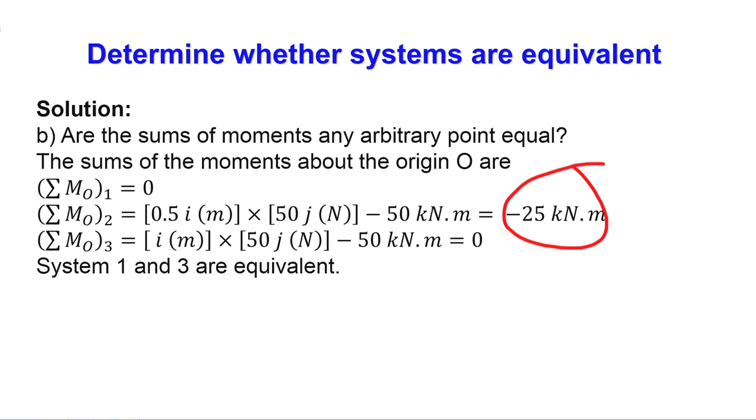25 kilo Newton meter. So, we can conclude that for the first and third both the conditions are satisfied, because the sum of the moments is the same and the sum of the forces is the same. That is why system 1 and 3 are equivalent, but as the moment condition is not satisfied by system 2, system 2 is not equivalent to any of the systems.